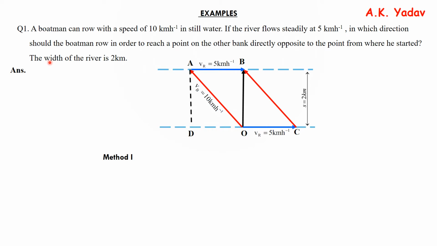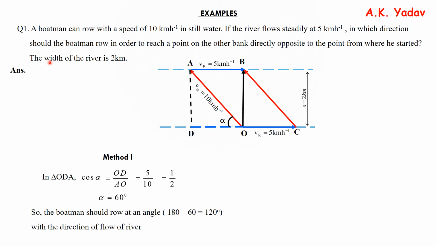The first one is this one, in which we are taking triangle ODA. Yes, the blinking one. Alpha is the angle, so cos alpha will be equal to OD upon AO, that is 5 by 10, that gives 1 by 2, and alpha is equal to 60 degree. So the boatman should row at an angle of 120 degree, which is overall 180 minus this angle, that is 60 degree, that gives 120 degree with the direction of flow of river.